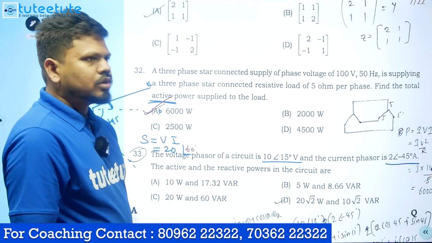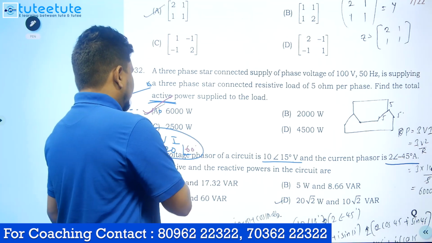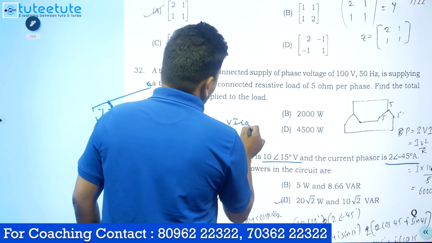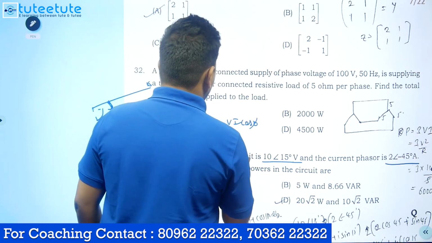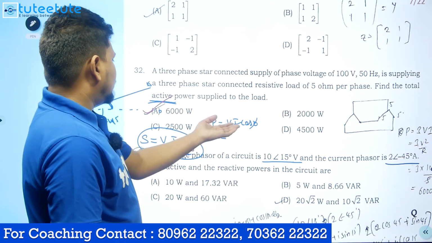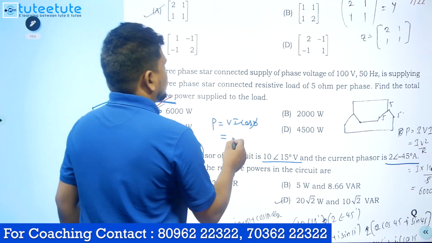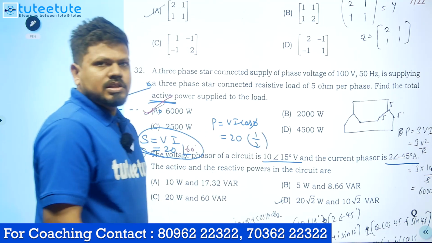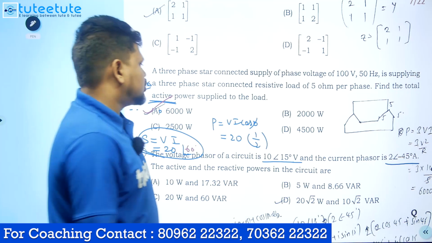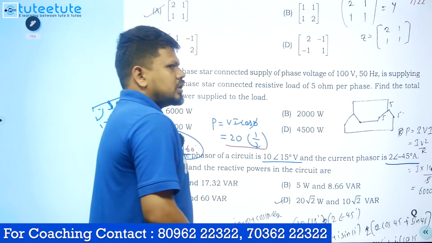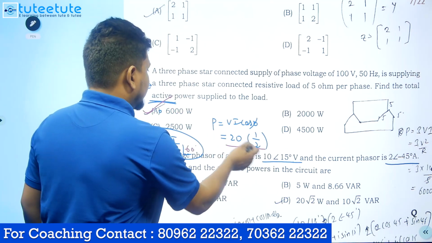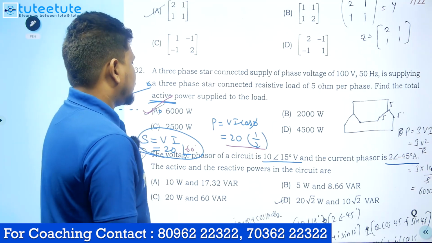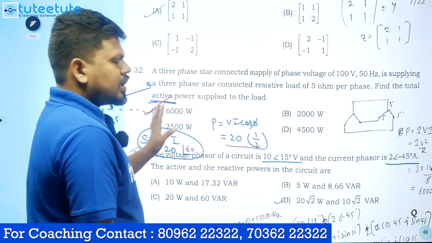So directly we can do. This is the apparent power. So what is the active power? Active power P is equal to VI cos phi. Magnitudes we have to take, V into I, which we already have, that is 20. 20 cos phi, cos 60 is nothing but 1 by 2. So active power you will get 20 divided by 2, that is 10 watts. Only one option is there with 10 watts; active power and reactive power they are asking. Directly we can solve this.